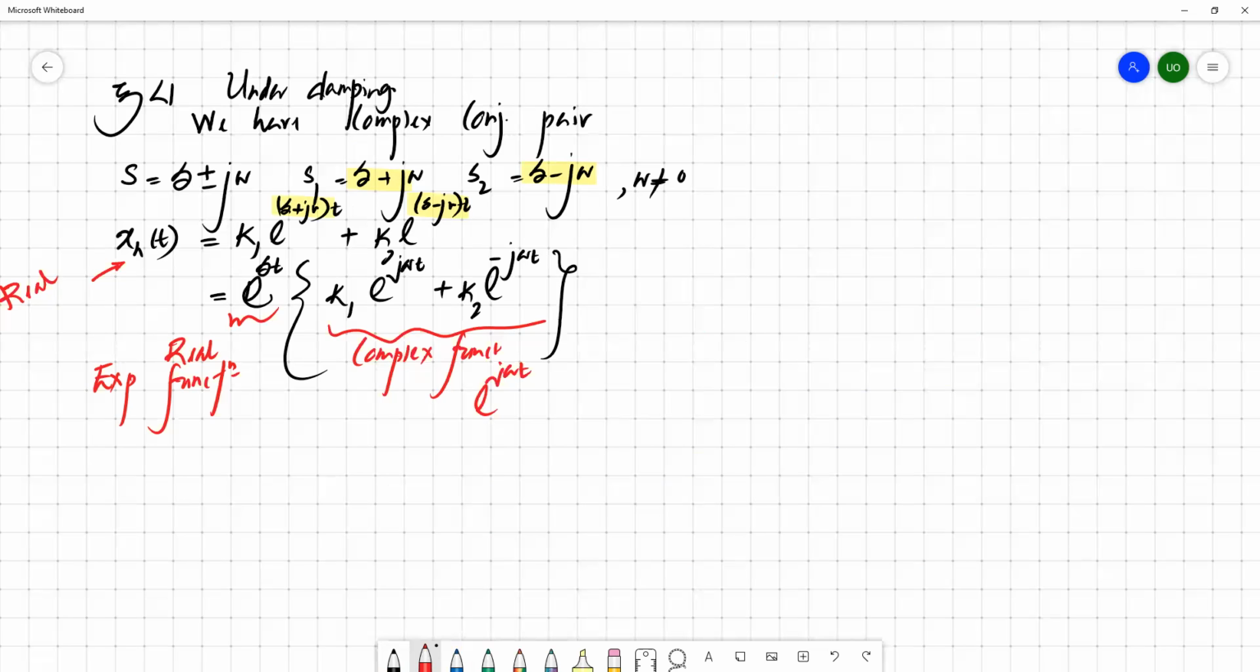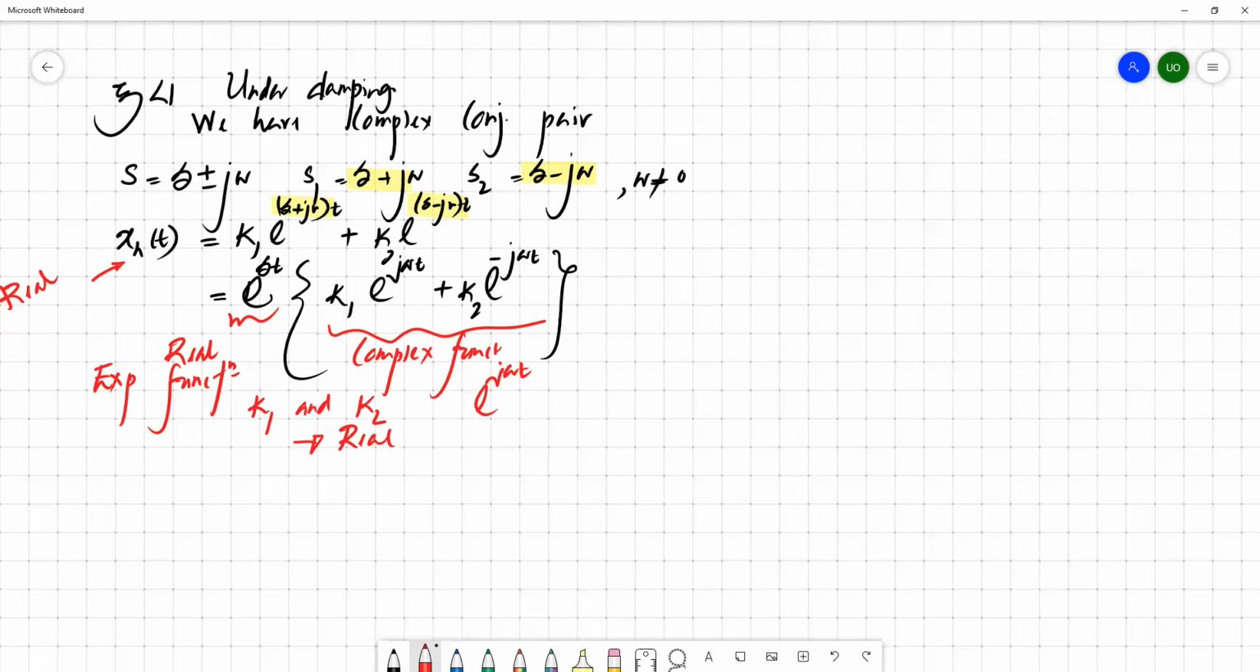So then what happens? We have a real quantity multiplied with the complex function. The ultimate response would be complex, but we claim that the response of the system should be real. So we have to define this K1 and K2 so that the entire function is ultimately real.